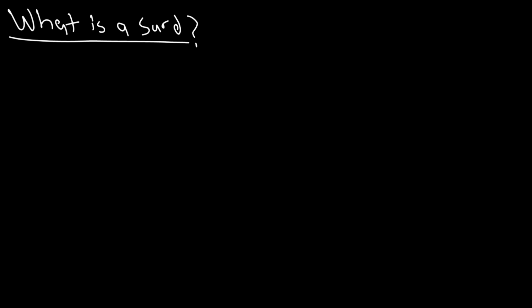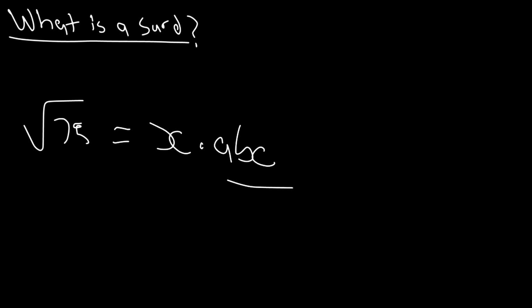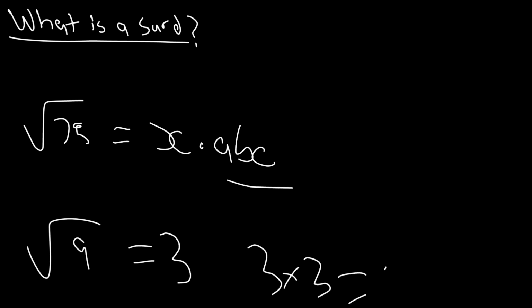A surd is when we have the square root of a number, such as 75, and our answer isn't a whole number. So we would have some decimal numbers. So let's say we have the square root of 9. We know that the square root of 9 is equal to 3 because 3 times 3 gives you 9. Therefore, we know that the root of 9 is not a surd.